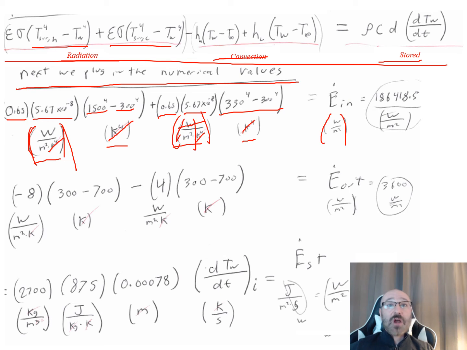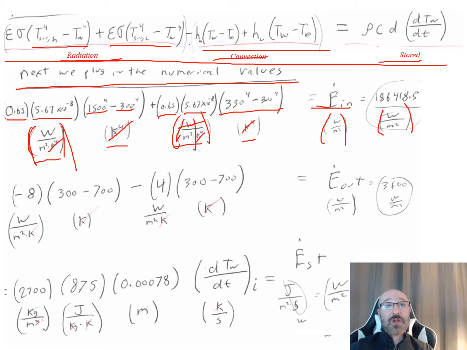So therefore our inflow, our radiation term right here, when we solve this out and plug it in, is going to be equal to 186,418.5 in units of watts per meter squared. So that's great. Those are the correct units that we should have. That checks out. Now we can move on to our second portion of our equation here, our convection term.